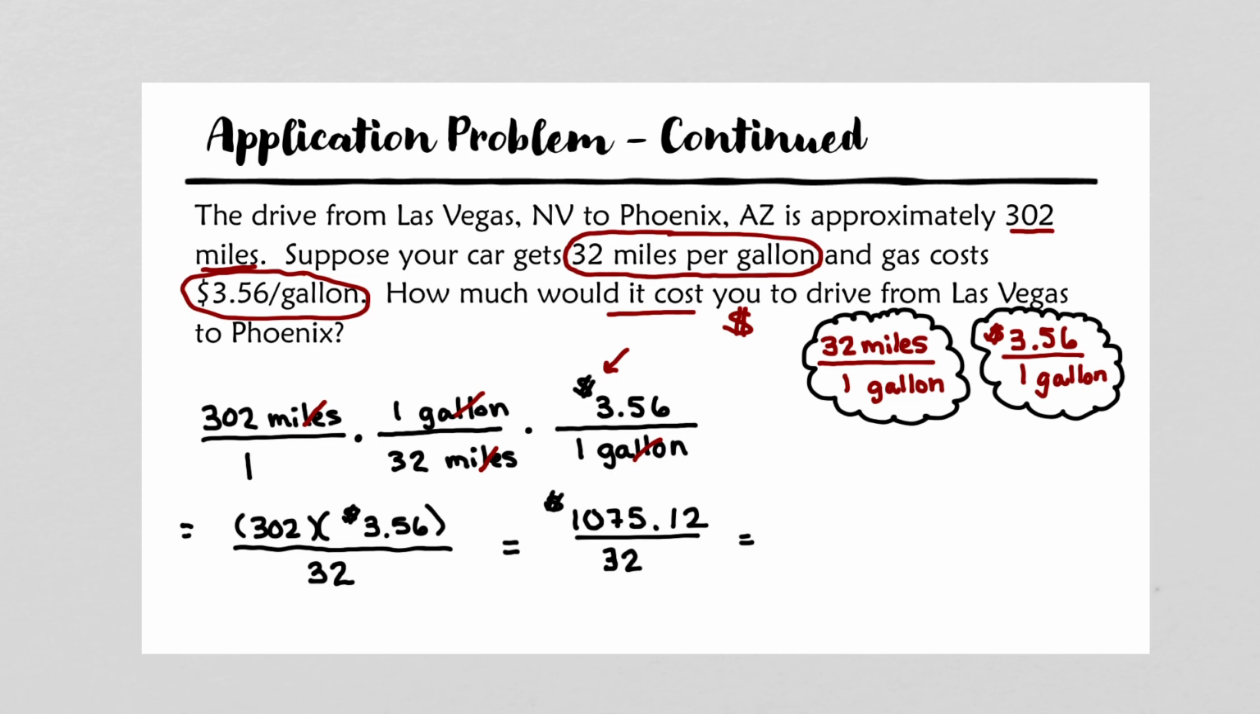And that tells me the final cost, $33.5975. And we know that money has to be rounded to the nearest 2 decimal places, or the hundredths if you like. So to round the 59, we look to the 7. That's a big number. That means we're going to round up. So that tells me that the total cost to drive to Phoenix would be approximately $33.60.